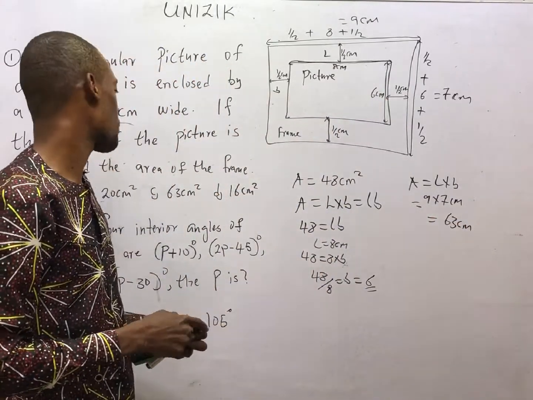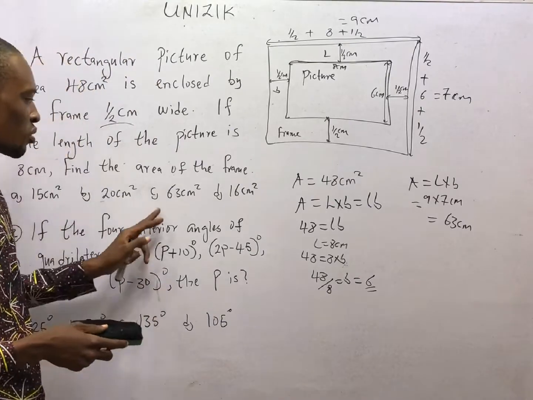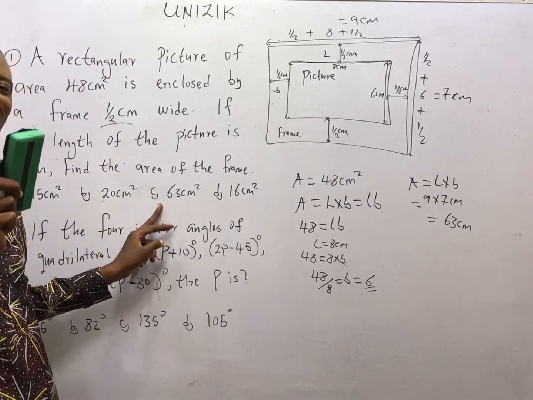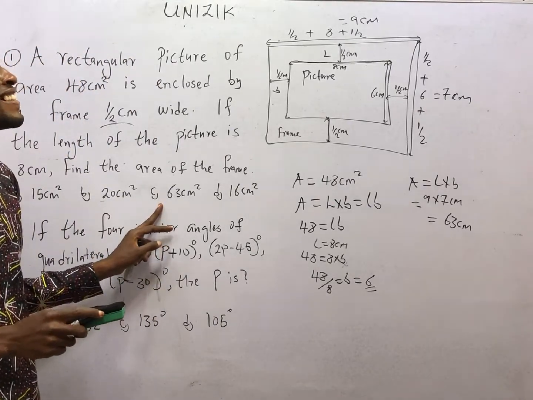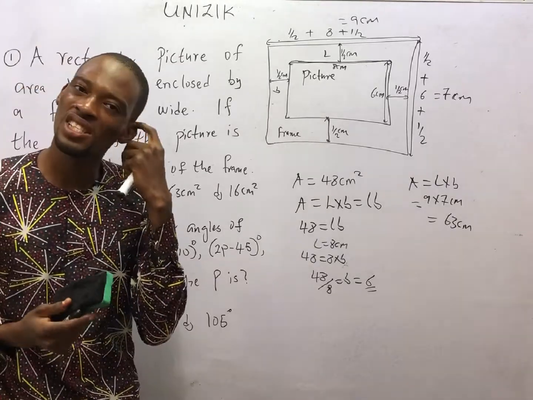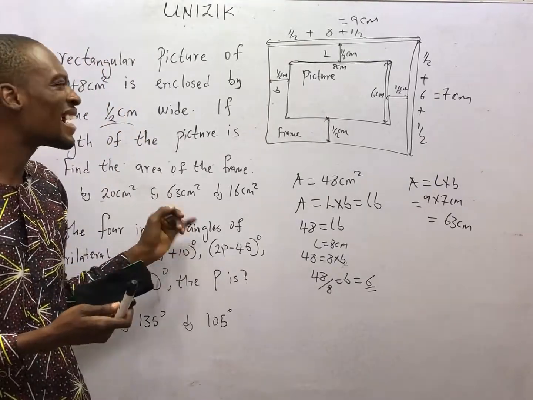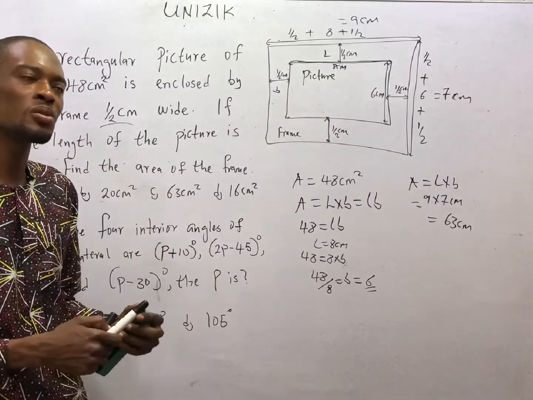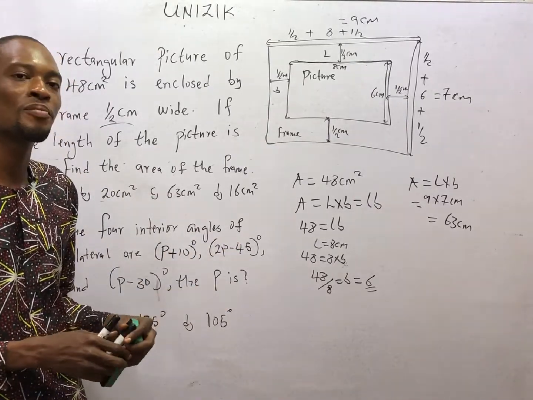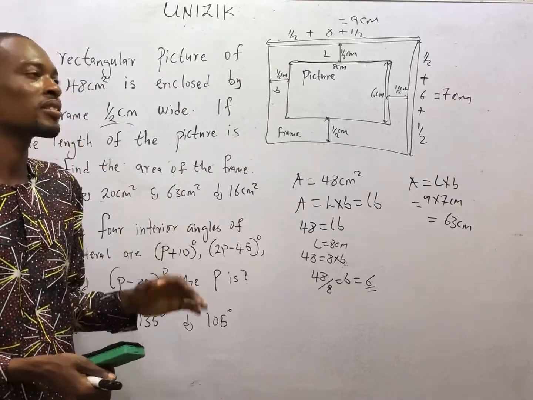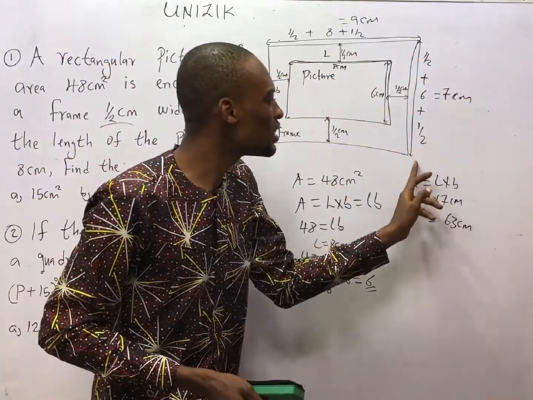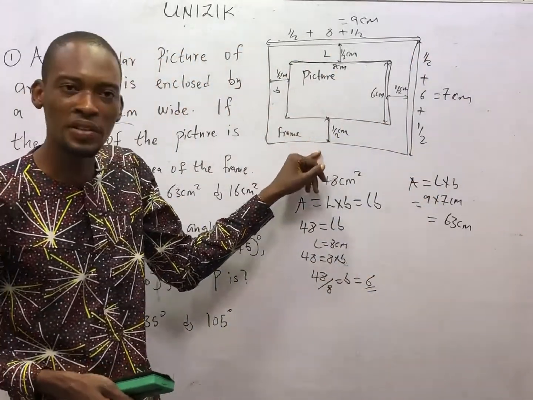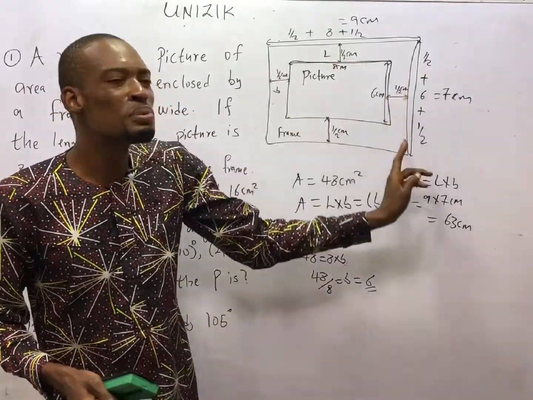Look at something. When you see option C, you get 63 centimeter. If you don't reason, you simply choose this and you are happy. You feel you are correct. By the time you see the result, you get so disappointed. This is why you need to think. This place and this place, it is not just the area of the frame. It is the area of the picture and frame.